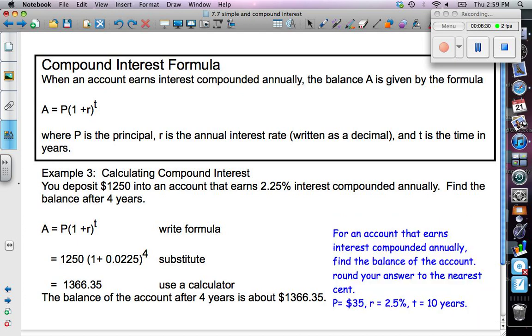So I want you to try one on your own. And here again, use this formula, but round to the nearest cent. So if your principal equals $35, your annual interest rate equals 2.5%, and the time is 10 years, find the account balance.